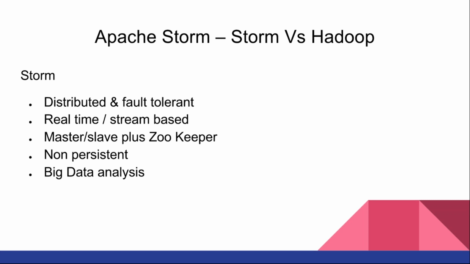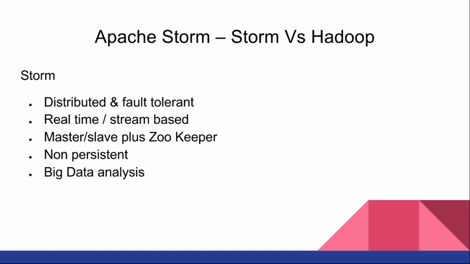I will tell you the use cases also where we are using it in real time. It is stream based. So Hadoop is a batch process and file based. This is a real-time process and stream based. The next thing is it follows master and slave architecture. Similar kind of thing I already explained to you.